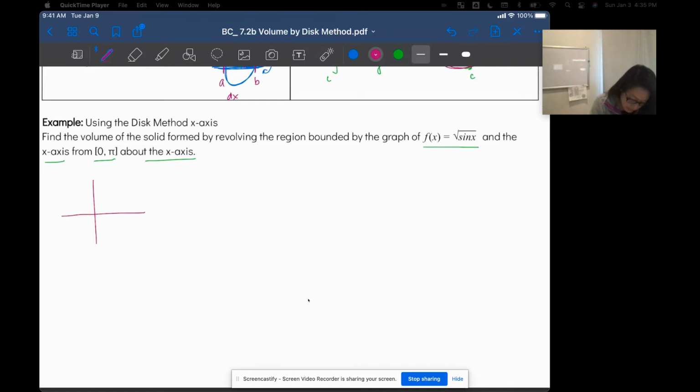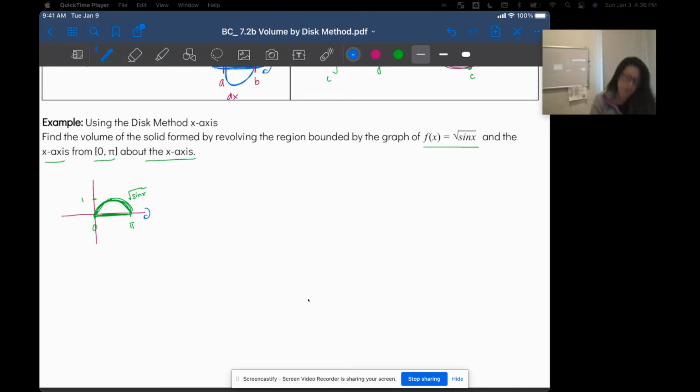All right, so we are going to start from 0 to pi, and the curve goes up to 1. So I know that the square root of sine looks like this. It's just like a little curve, okay? And our shape is bound between 0 to pi, the x-axis, and the curve, the square root of the sine of x.